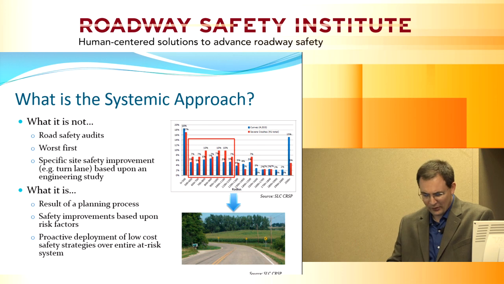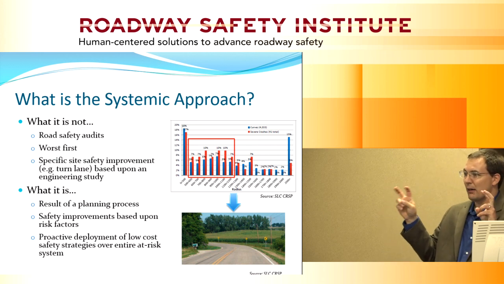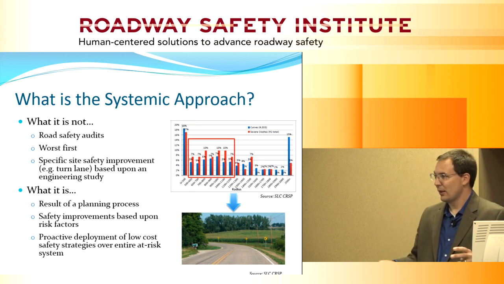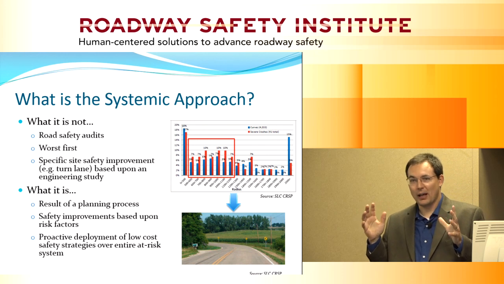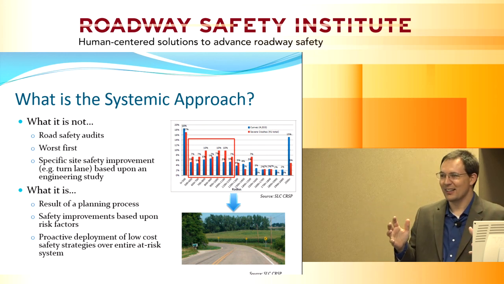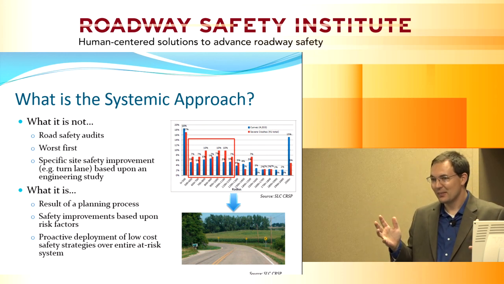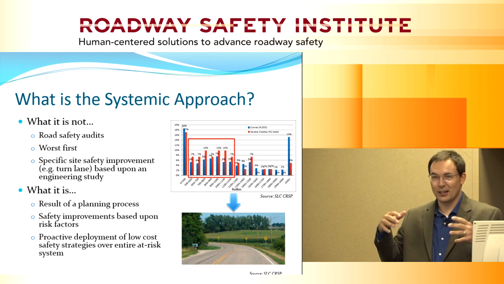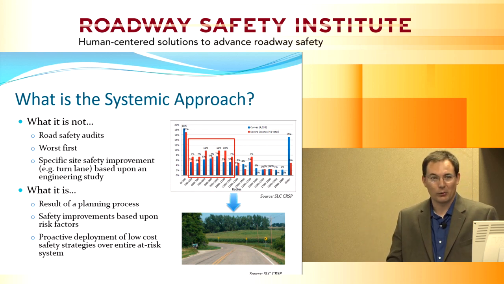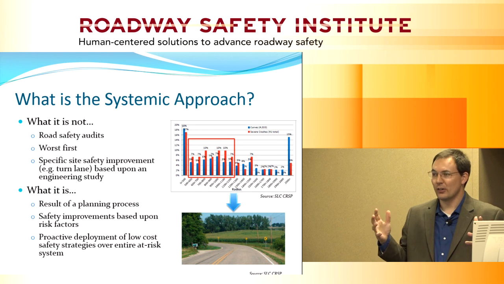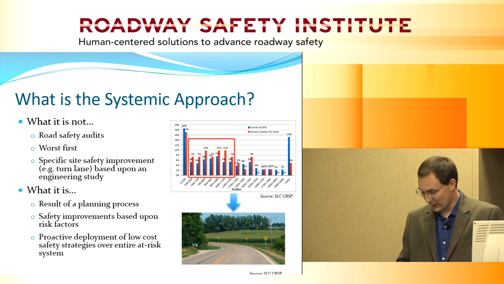It is a planning process. Again, the improvements are based upon risk factors. We're going to get into that here shortly. And it's proactive deployment of low-cost safety strategies over the entire at-risk system. Okay? The at-risk system is a minority of our system. So we're not talking about treating 3,000 miles of St. Louis County roadways. We're talking about treating hundreds of miles of St. Louis County roadways.